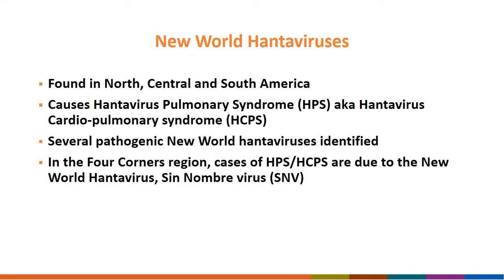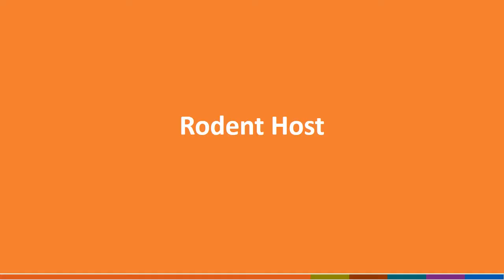New World hantaviruses are primarily found in North, Central, and South America. Infection with New World hantaviruses can cause Hantavirus Pulmonary Syndrome, or HPS. Because of the profound cardiac features, HPS is also sometimes referred to as Hantavirus Cardiopulmonary Syndrome. Like Old World hantaviruses, several pathogenic strains of New World hantaviruses have been identified. In the Four Corners region, cases of hantavirus disease are due to infection with the New World hantavirus called Sin Nombre virus. I will now discuss the rodent host of hantavirus.